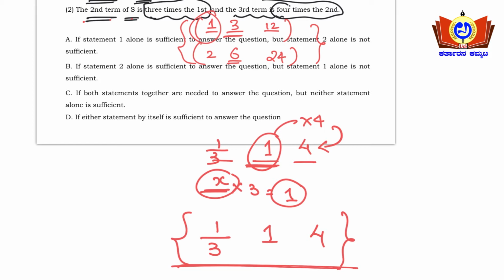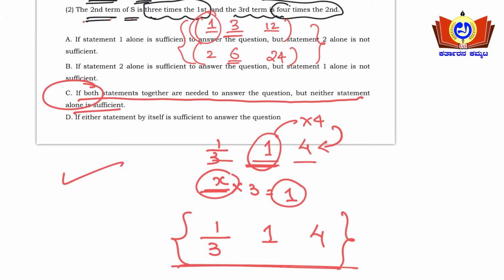Hence you need to analyze very carefully. There's a trap, these kinds of questions are traps, my dear friends. You need to analyze each statement individually and come to the conclusion here, friends. So the answer will be: both statements together are needed to answer the question, but neither statement alone is sufficient. Option C is the right answer, friends.